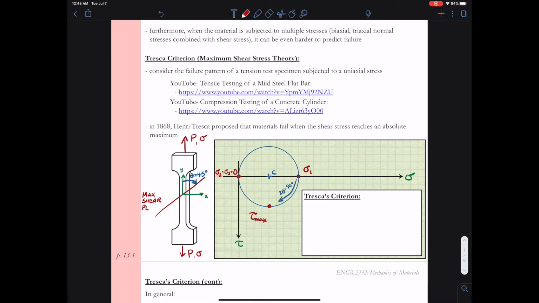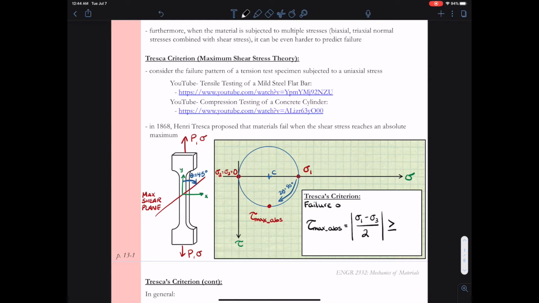So the plane that is 45 degrees away clockwise from the y-axis is the plane on which we experience the maximum shear stress. I'll refer to this as tau max absolute. So this is the absolute maximum value of the shear stress. We can calculate tau max absolute by taking sigma 1 and subtracting sigma 3 and dividing by 2. So sigma 1 minus sigma 3 is the diameter of this circle. Divided by 2, we get the radius, and that is the value for tau max absolute.